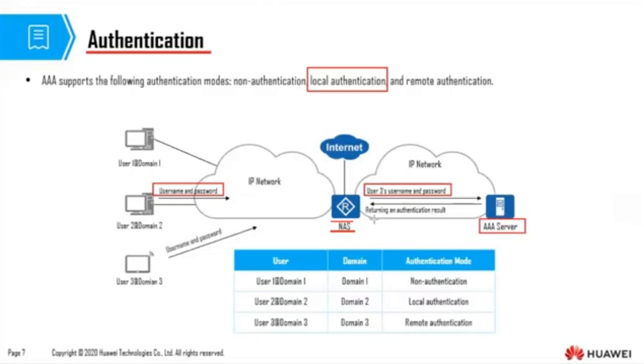Then the AAA server will send the authentication results. When authentication is done here at the AAA server, then we refer to that kind of authentication as remote authentication. Otherwise, the last type of authentication is referred to as non-authentication. As the name suggests, this is where users don't need to be authenticated to access network resources. Of course, this is highly discouraged because it does not provide any security mechanism for your network.